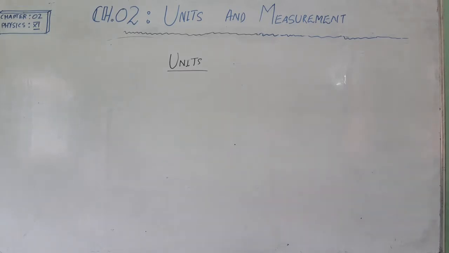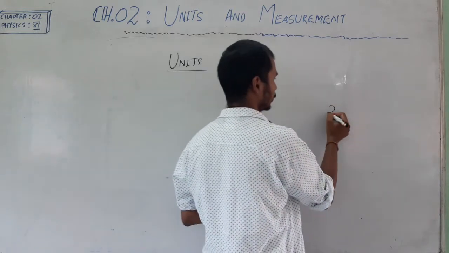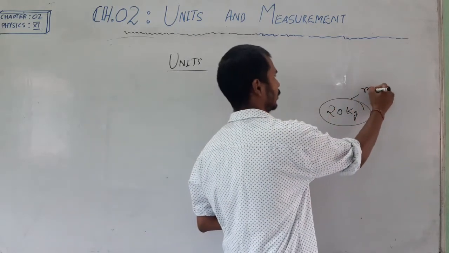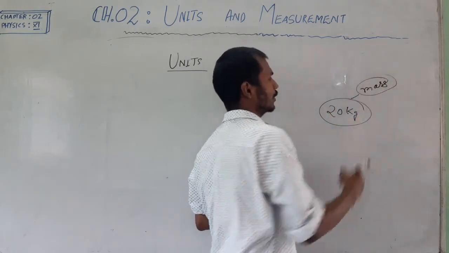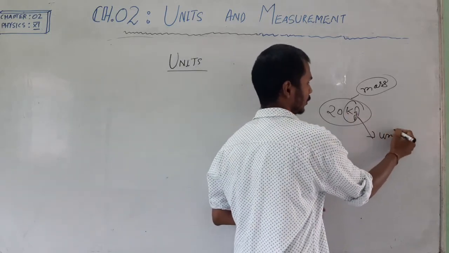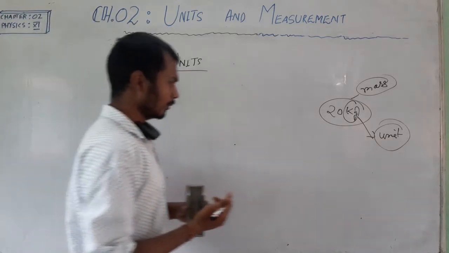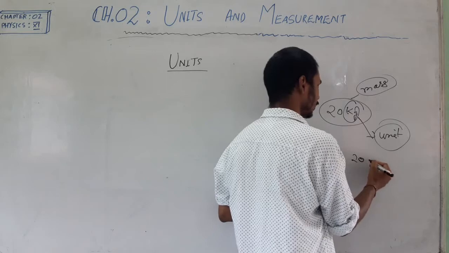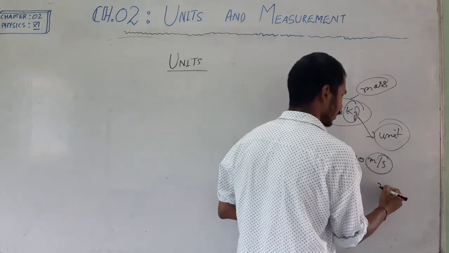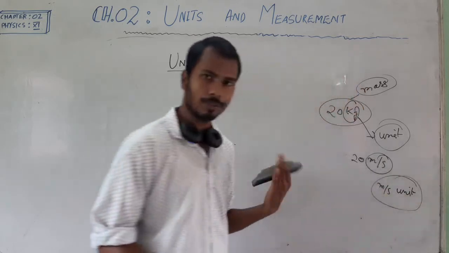Now class, unit. Now what is unit? Say for example, mass is 20 kg. Okay. So what is kg? This kg is unit for the measurement of mass. Now say 20 meter per second. This is velocity. Now what is meter per second? This meter per second is unit for the measurement of velocity.